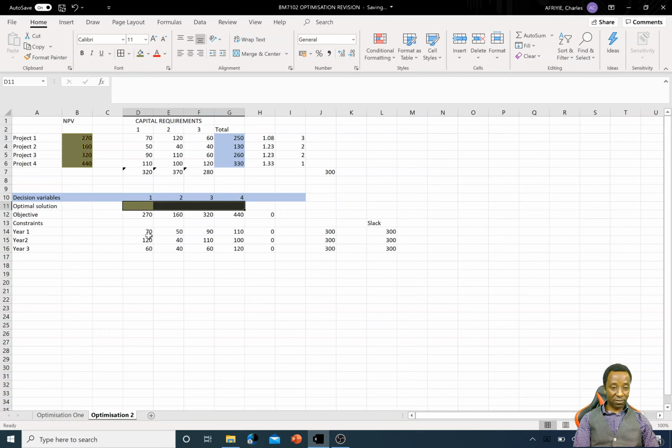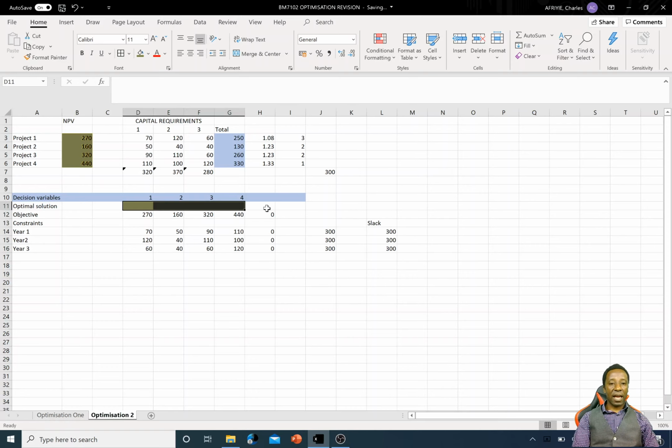Let's just check. For project 1, I've got 70, 50, 90, 110. Good. And then year 2, 120, 40. Oh, there you can see, I made a mistake there. So 120, 40, 110, and 100. Good. For year 3, I have 60, 40, 60, 120. Excellent.